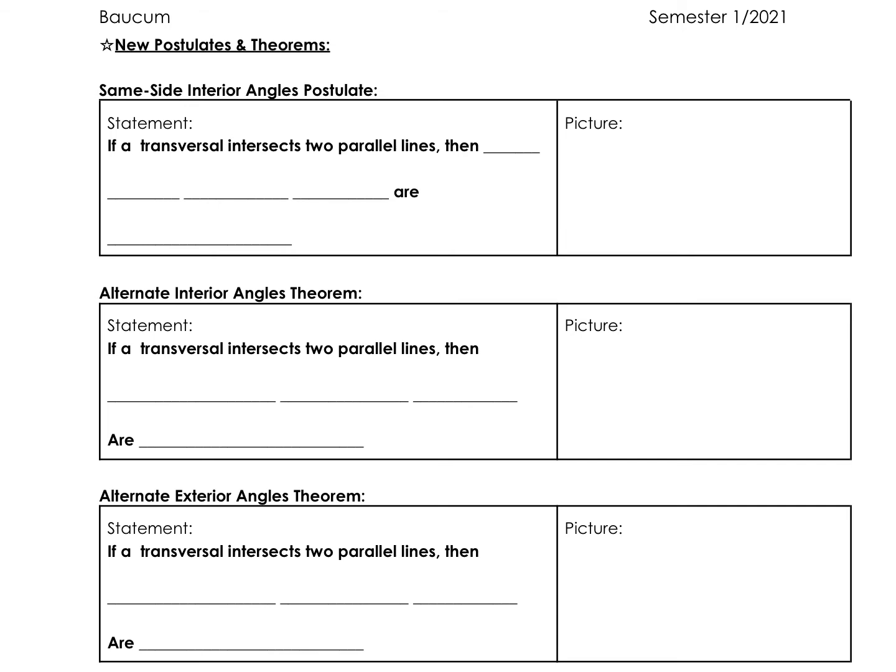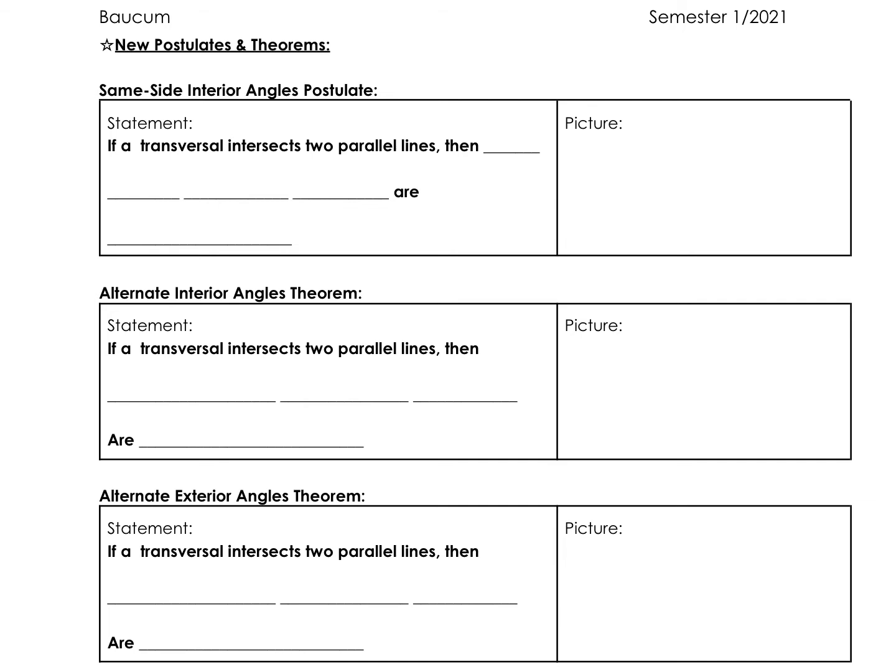Talk about some new theorems. We might prove some of them. We might not prove any of them. But here's some new theorems for you. So the first one is the same side interior angles postulate. So there are these vocab words. Again, I told you if you didn't understand them, it would be a problem. Here's what this theorem says.